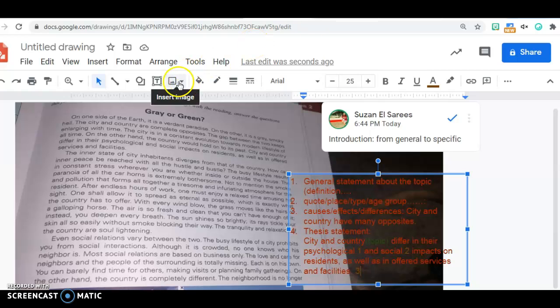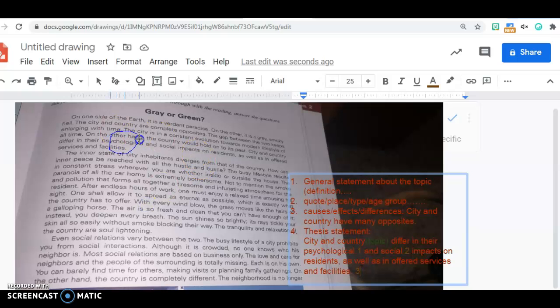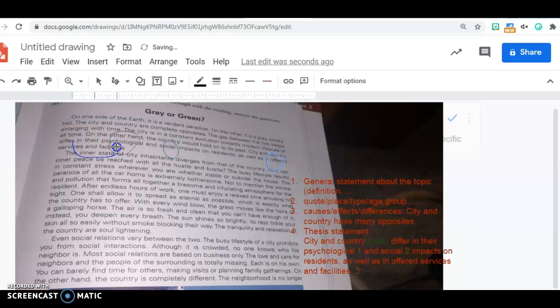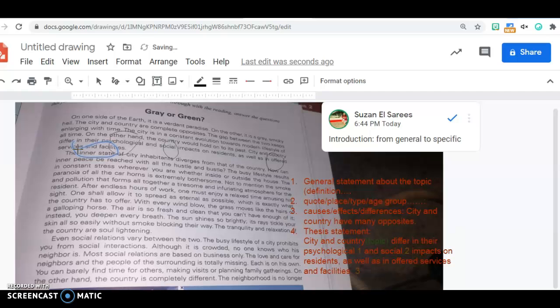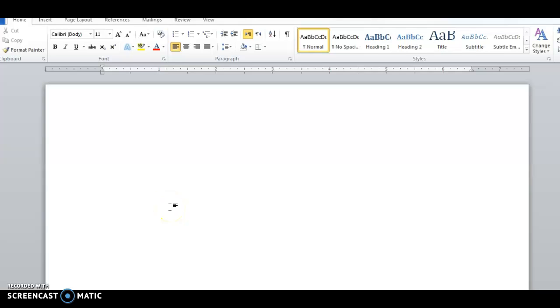If we see here, we have psychological, we have social, and we have offered services and facilities. So he has 3 differences that he will mention in his essay. Now I will go to this document. So when I want to write a thesis statement, my thesis statement should have a topic. The thesis statement gives the main idea of the whole essay. It's the most important sentence, and it should be a statement, not a question. It gives the topic, and then it gives 2 or more controlling ideas.